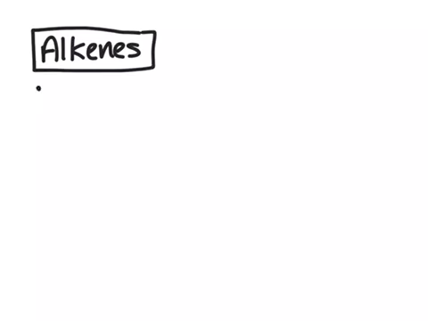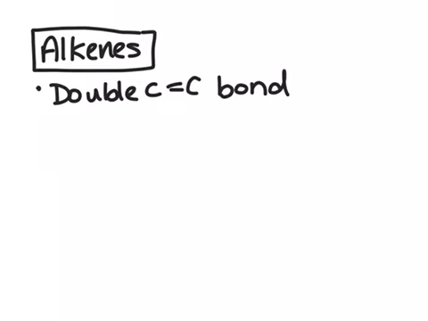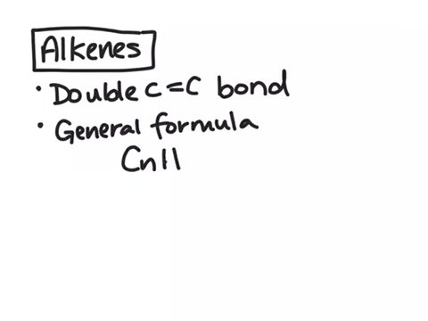Next up, we're going to talk about alkenes. Alkenes contain at least 1 double bond between carbon atoms. We draw a double bond as 2 lines between adjacent carbon atoms. The general formula for an alkene is CnH2n. And so for every 1 carbon, we have twice as many hydrogens. And you'll notice compared to an alkane, it's 2 hydrogens less than the alkane.